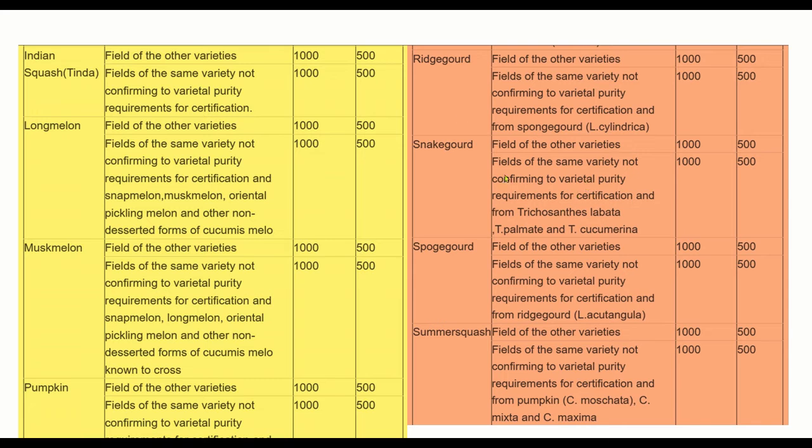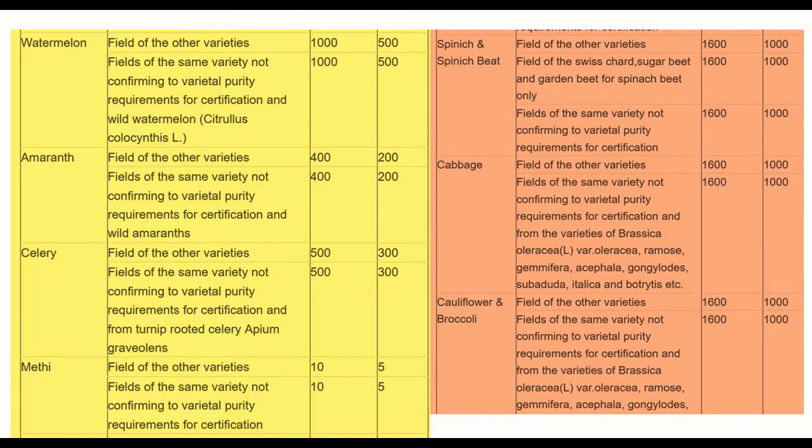Although as you can see here, this all comes under cross-pollinated crop plants: Indian squash, long melon, musk melon, pumpkin, ridge gourd, snake gourd, sponge gourd, summer squash, and all of them have an isolation distance of at least a minimum of 1 kilometer for foundation seed and a minimum of 500 meters for certified seeds.